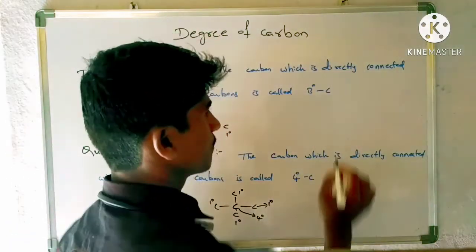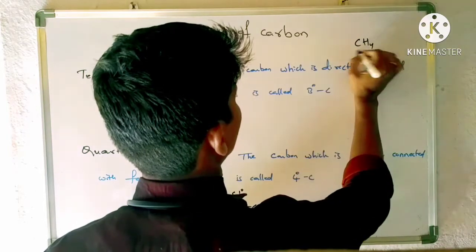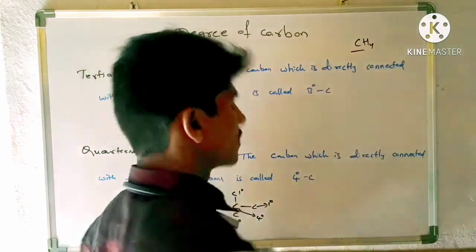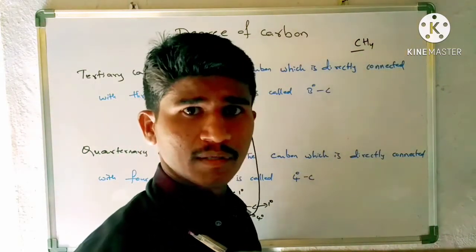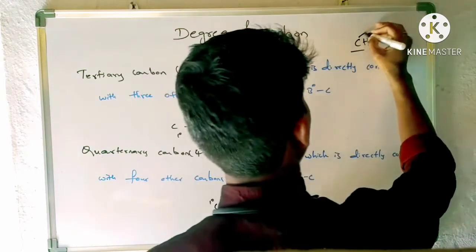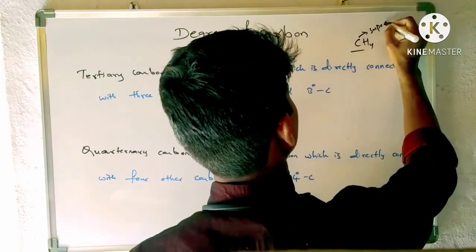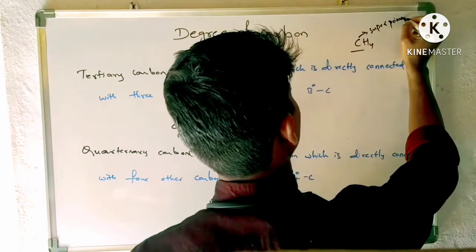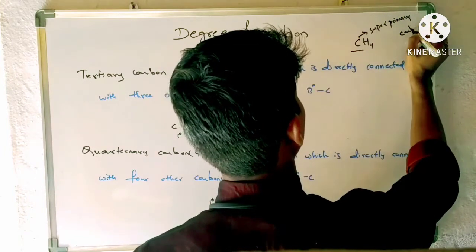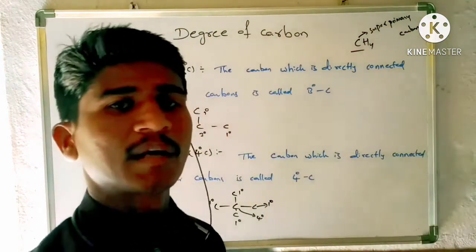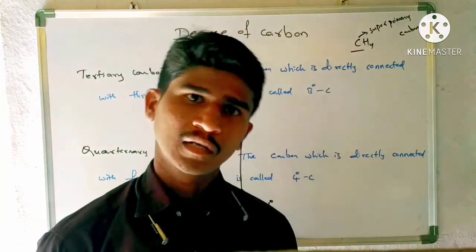In CH4, the carbon does not connect with any other carbons. So this is called super primary carbon. The carbon of methane is called super primary carbon.